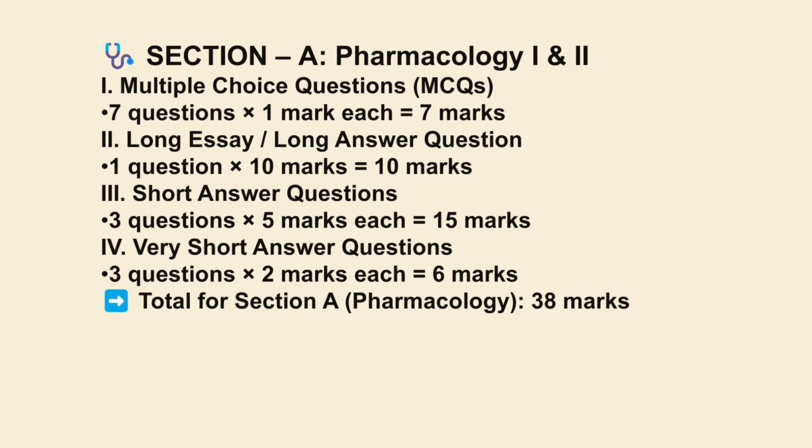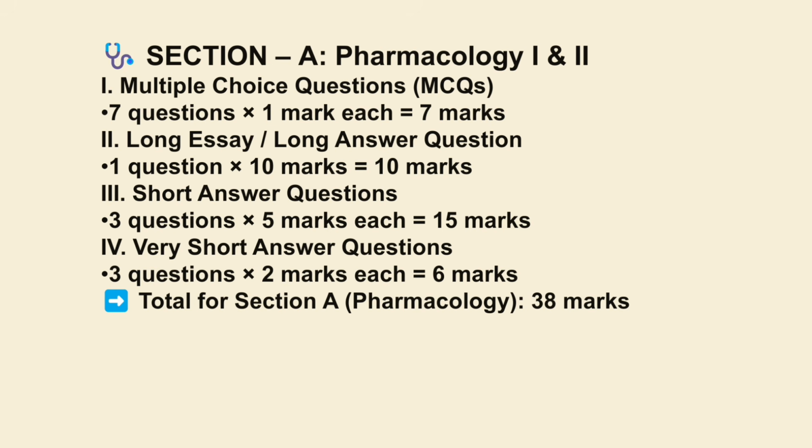So in Section A, Pharmacology will be given like this. First Roman will be MCQs, 7 questions will be given, each carries 1 mark, total 7 marks. And second Roman will be long answers. One long answer will be given, each question carries 10 marks, so 10 marks. Short answers, they'll ask 3 questions, each carries 5 marks, and you'll get 15 marks. And very short answers, 3 questions they will ask, each question carries 2 marks, you'll get 6 marks.